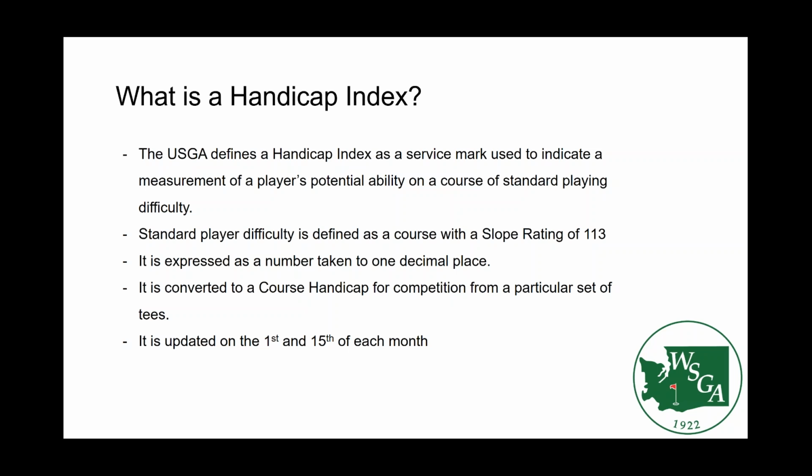A standard difficulty is a course with a slope rating of 113, and it is expressed as a number taken to one decimal place. This is also the number that's used to convert to a course handicap when you're playing in a competition at a particular set of tees. Every 1st and 15th of each month, the handicap index is updated with any recent scores you have posted.